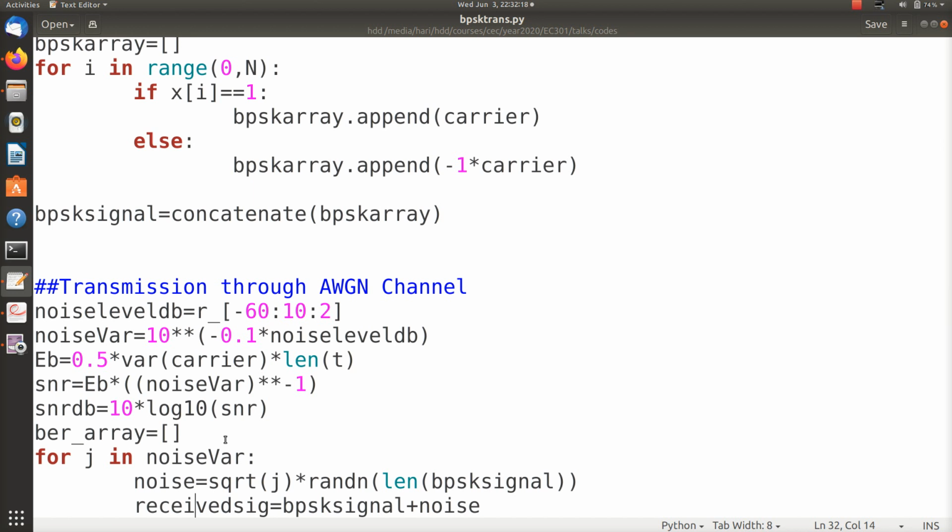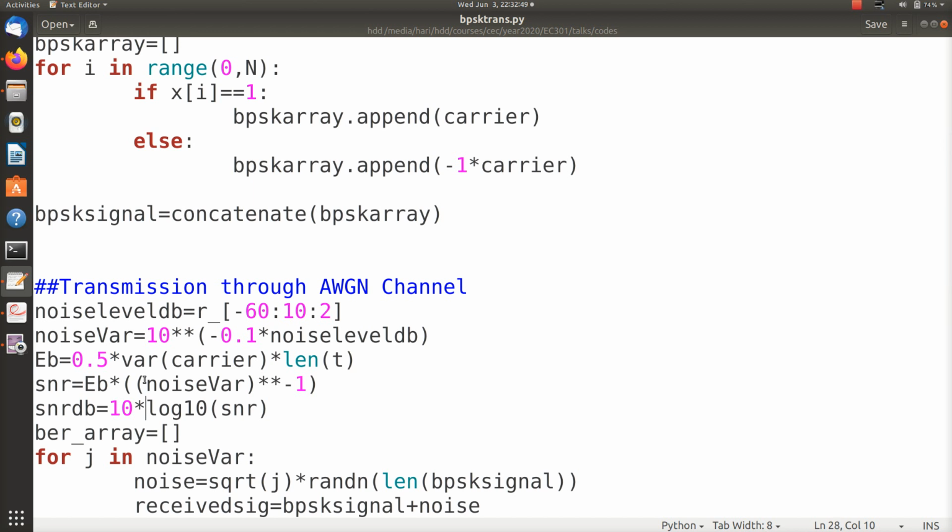So I define a noise level in dB from say minus 60 to 10 dB with an increment of 2 dB. So the actual value of the noise variance will be 10 raised to minus 0.1 into this. Just a conversion from dB to the value. Then I compute the energy of the bit using this equation, that is half of the variance of the carrier. This half comes because it's a sinusoid.